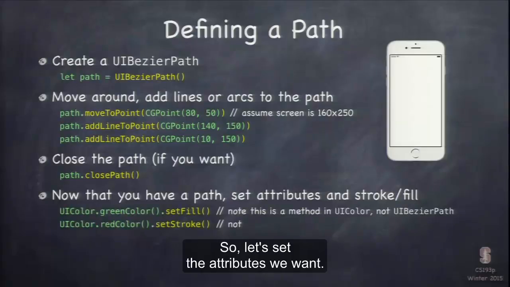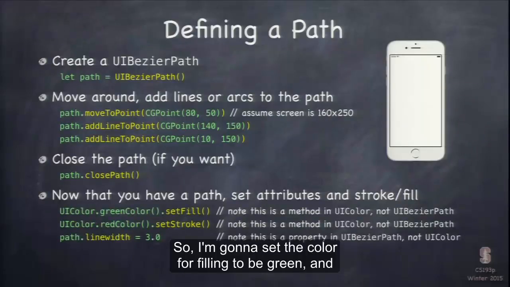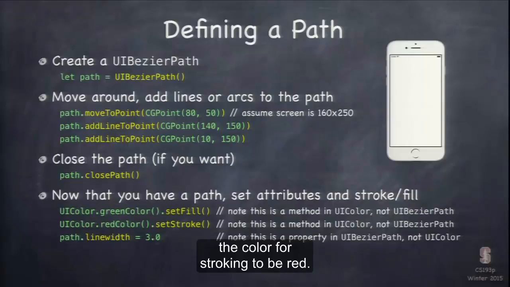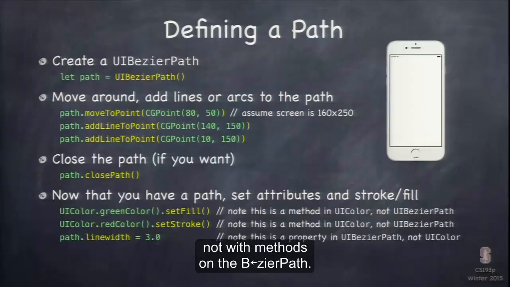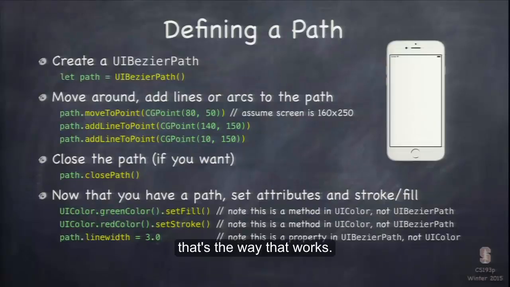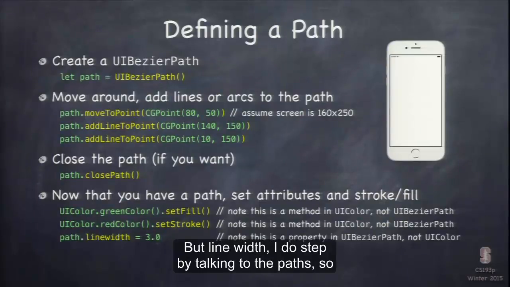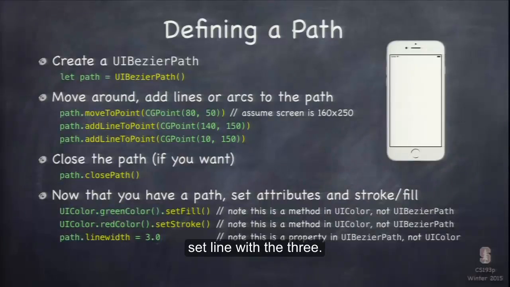So let's set the attributes we want. So I'm going to set the color for filling to be green and the color for stroking to be red. Okay, now notice that I set those with methods on UIColor, not with methods on the Bezier path. Okay, that's a little interesting, but that's the way that works. But line width, I do set by talking to the path. So I send a message to the Bezier path, set line width to 3.